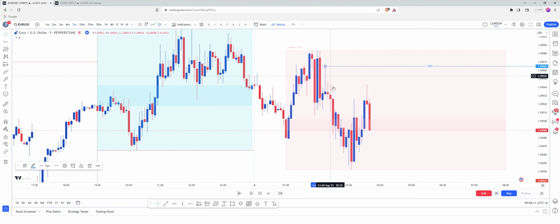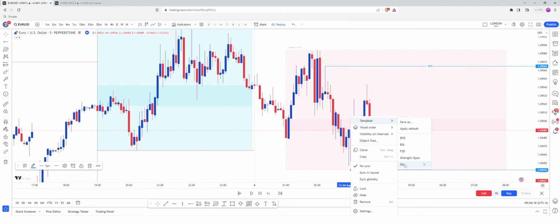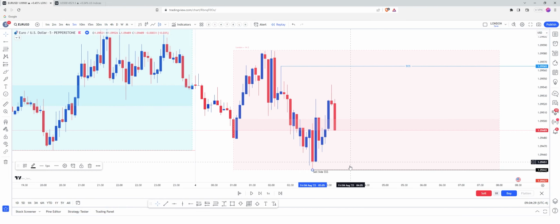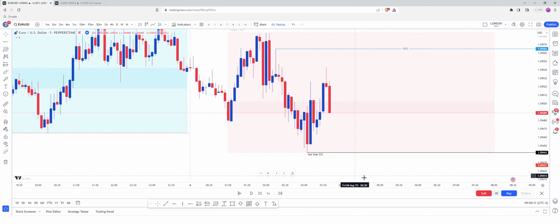So our dealing range is here to here. Let's mark this as sell side so we can see. So that's our dealing range in between the break of structure and the sell side. As long as we're inside that range, I'm not bothered about what happens. I need to see a break of one of those levels now to get me interested in a trade.